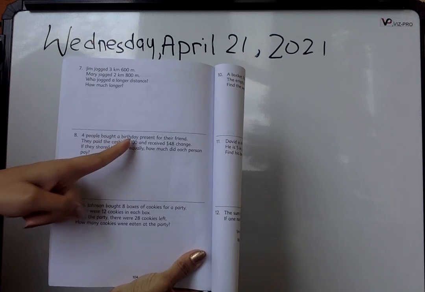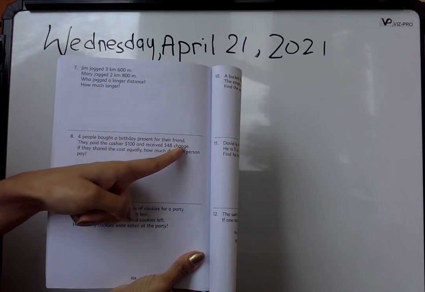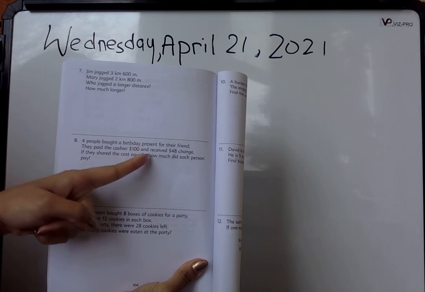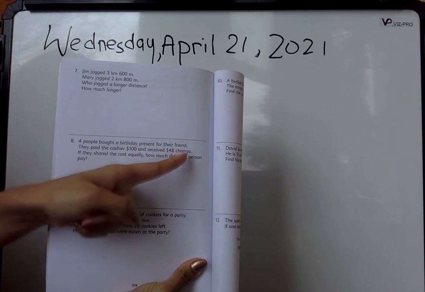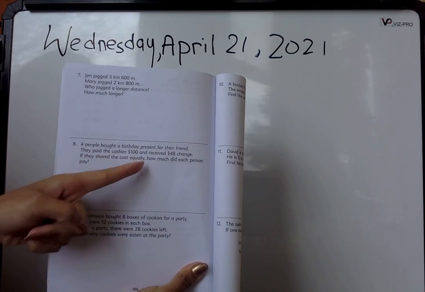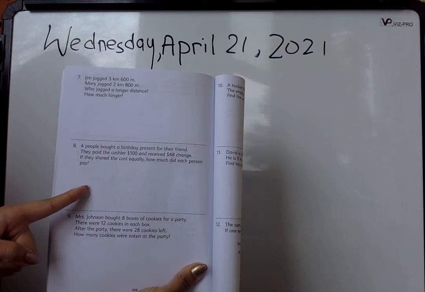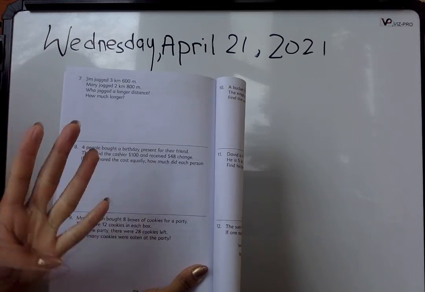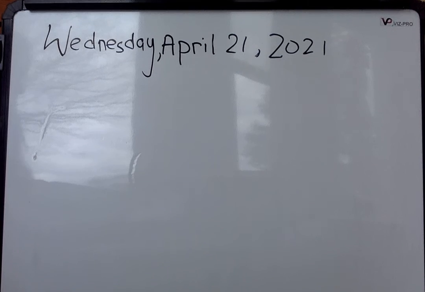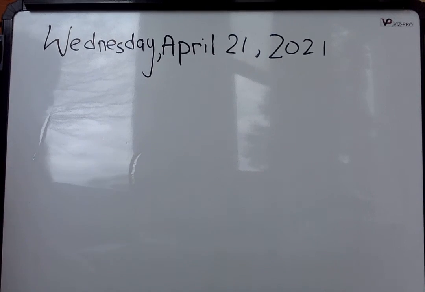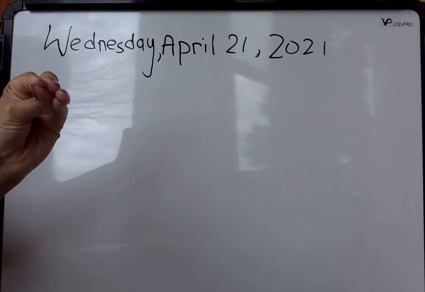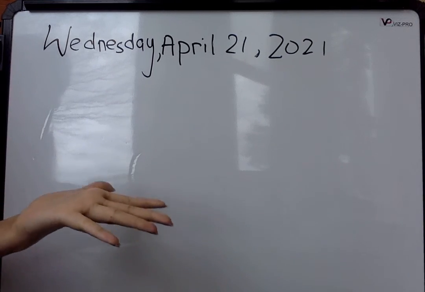Question 8 says, 4 people bought a birthday present for their friend. They paid the cashier $100 and received $48 change. If they shared the cost equally, how much did each person pay? So we know there are 4 people. We know they gave $100 to the cashier, so that means we need to divide up $100 between 4 people. But first we need to find the difference. How much did they get back?